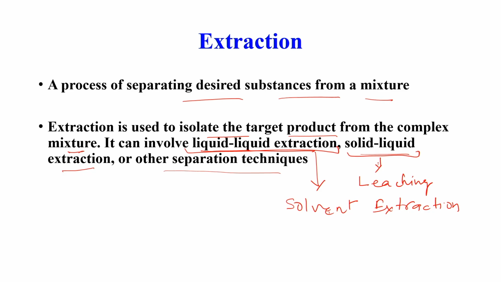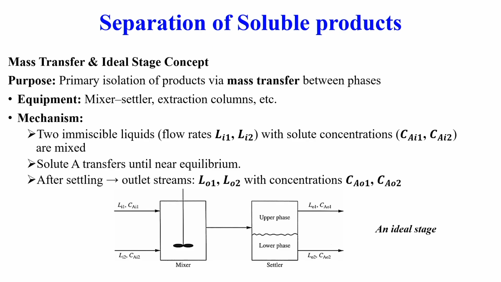One simple example for solid liquid extraction is when you have hot water and you put in tea. What will happen? The tea will leach out from the solid to the liquid phase. Now, once you have soluble products, you need to separate those soluble products. So, the separation principle is mass transfer, and we will see how this ideal stage concept works. As I told, extraction is a primary isolation of the product by mass transfer between phases, and mostly those phases will be immiscible.